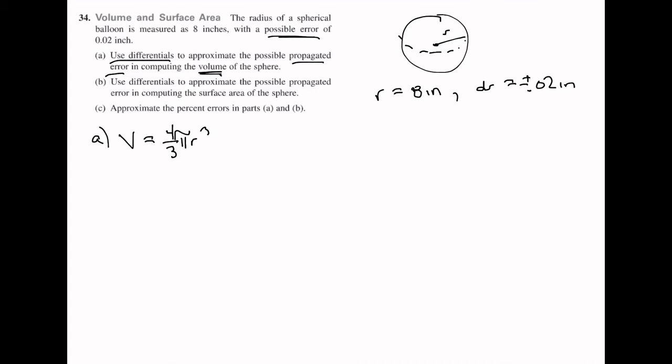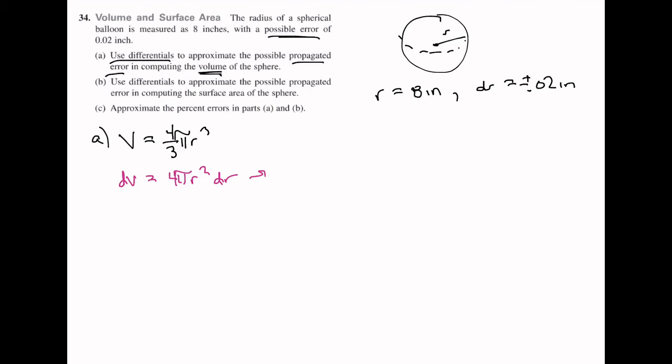So if we want to introduce differentials now, we're going to take the derivative of V, or dV/dr, and multiply both sides by dr. The derivative of this side, when I bring down the 3, it's going to cancel with the denominator. So 4 pi r squared. Don't forget your dr goes over here.